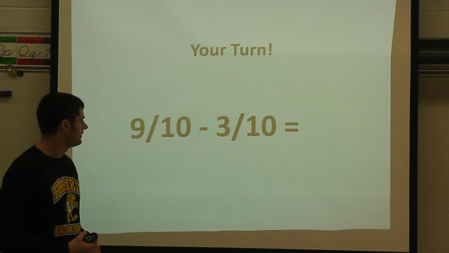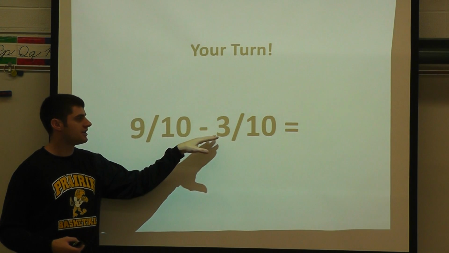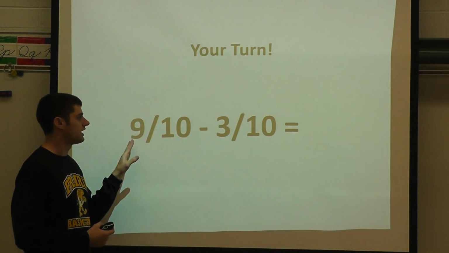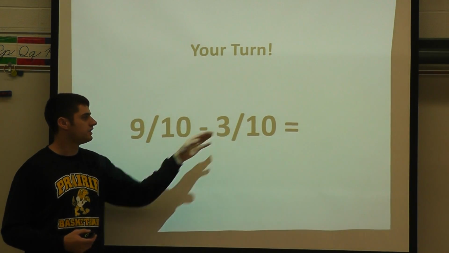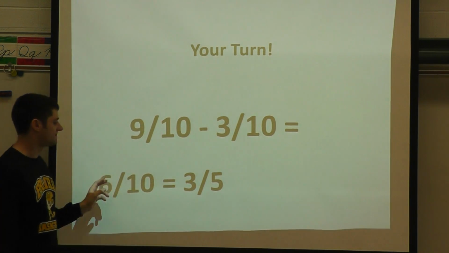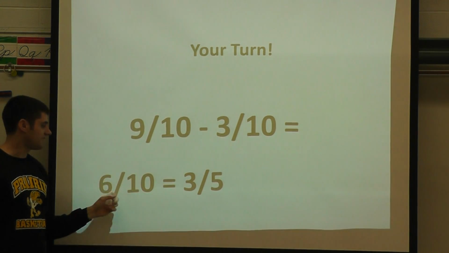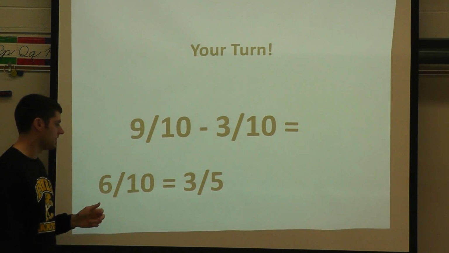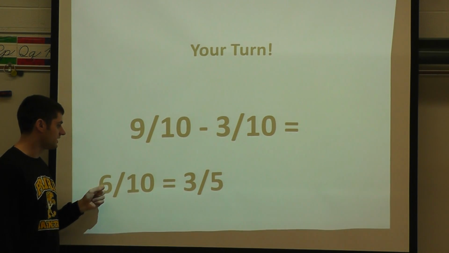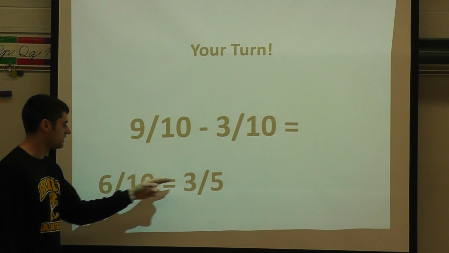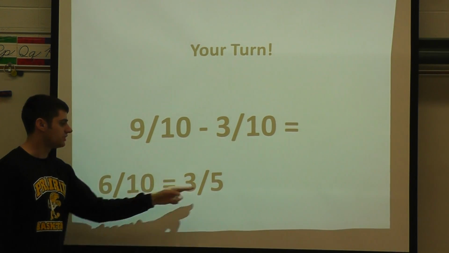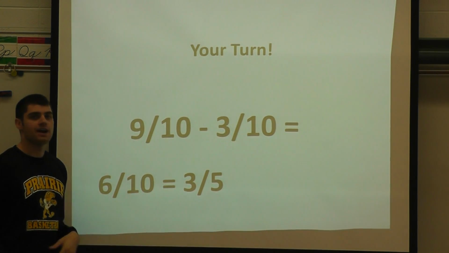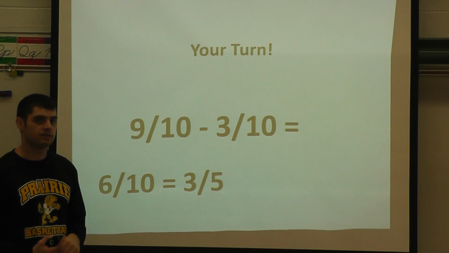Okay, in this problem, I have 9/10 minus 3/10. Again, I'm going to do my 9 minus 3, which is going to be 6. The 10 stays the same, so I have 6/10. They're both even numbers. I know I can simplify. So I know that 6 can be divided by 2, which is going to be 3. 10 divided by 2 becomes 5. My final answer is 3/5.